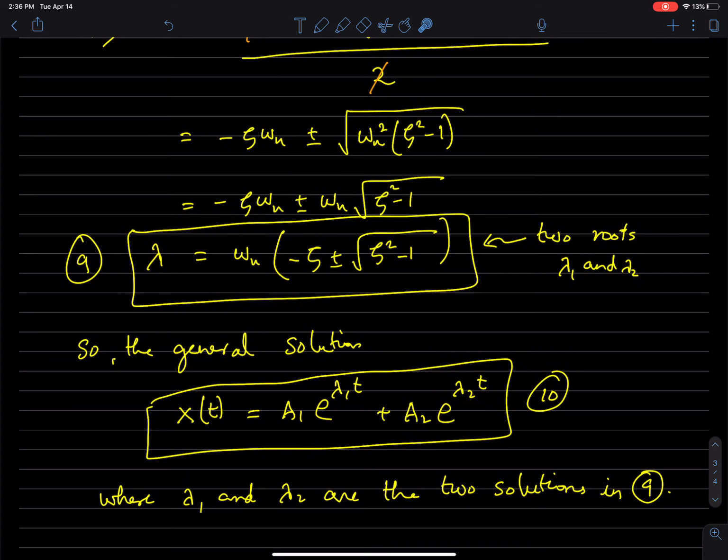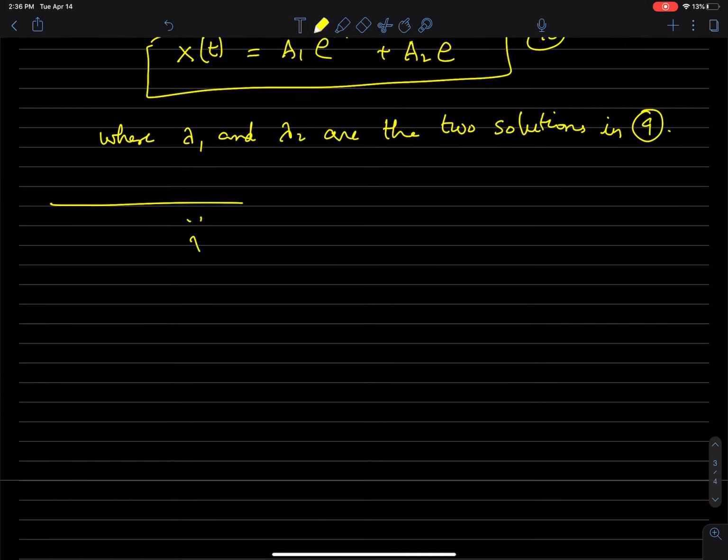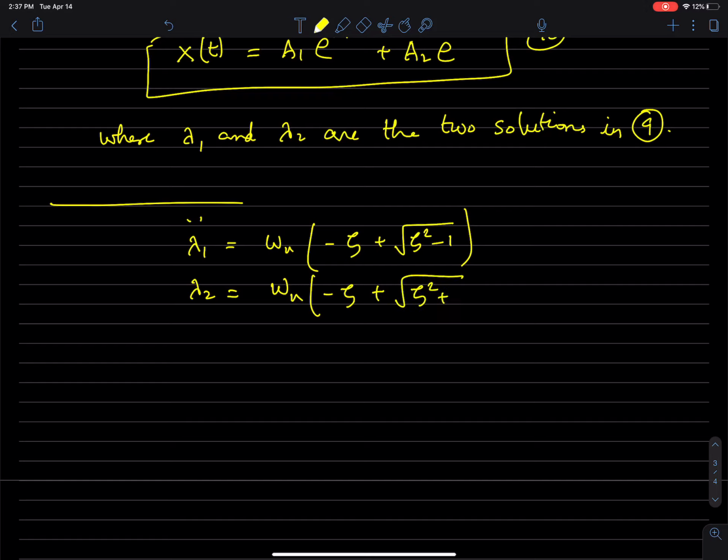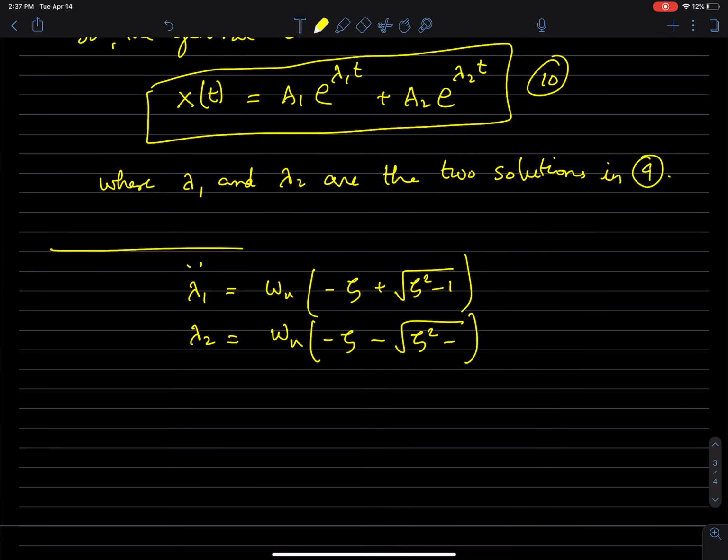Now, we can say lambda 1 is the plus version and lambda 2 is the minus version, right? So let's say lambda 1 is omega n times minus zeta plus square root of zeta square minus 1. And lambda 2 is omega n times minus zeta minus square root of zeta square minus 1. Okay, so those are two equations. Let's call those two things equation 11.